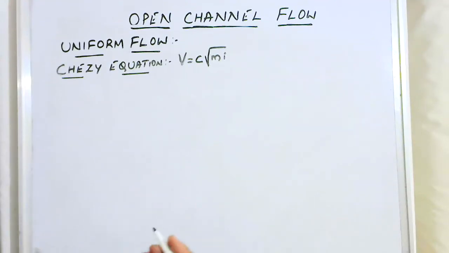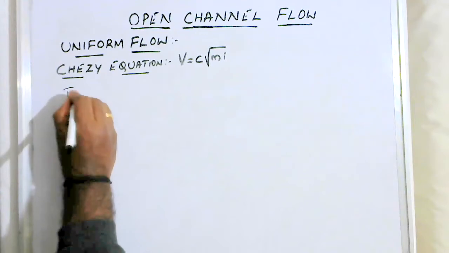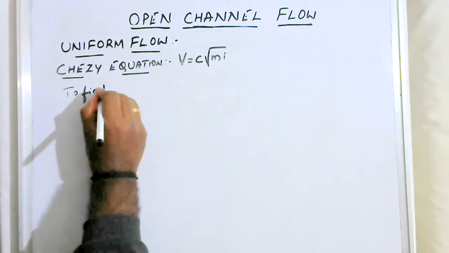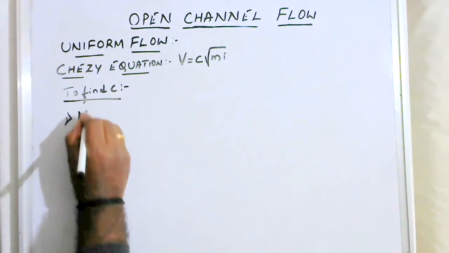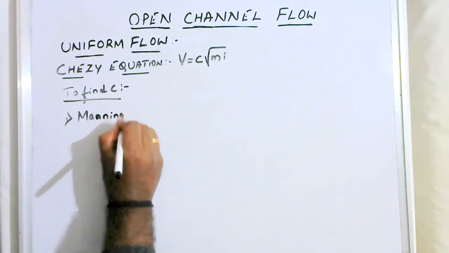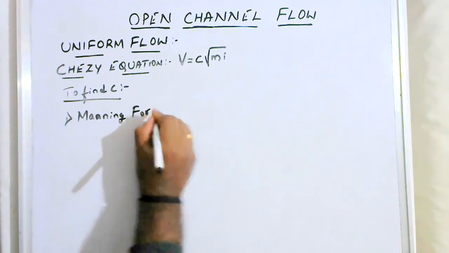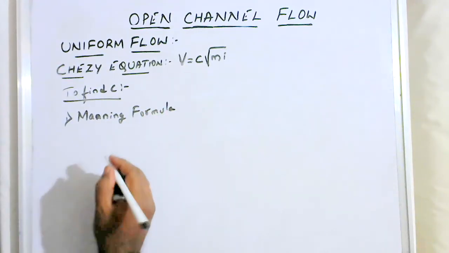We have a number of formulas to find C. We'll discuss one by one. The first and very important formula is Manning formula.